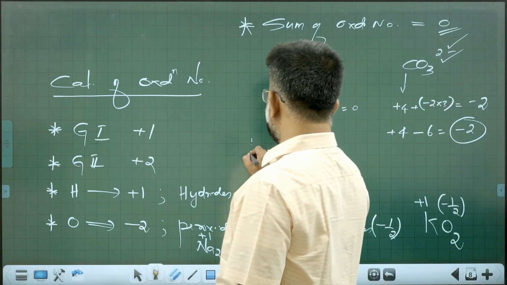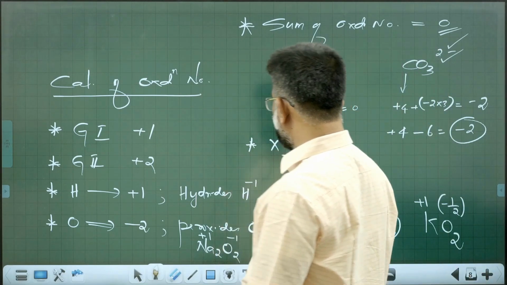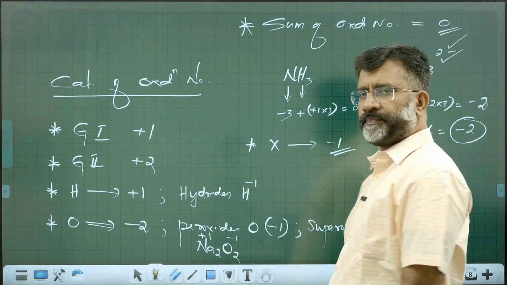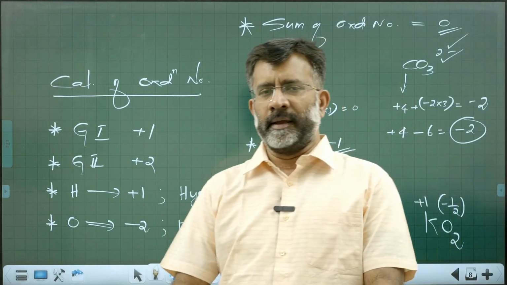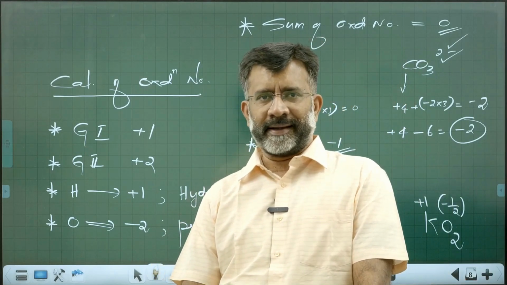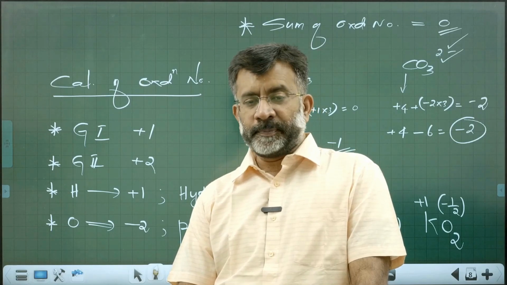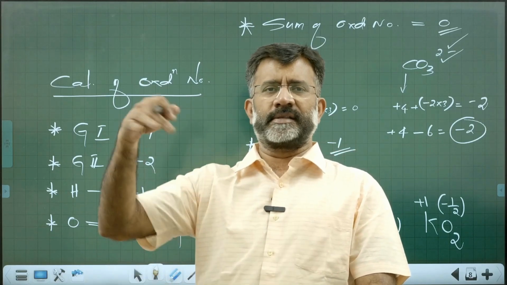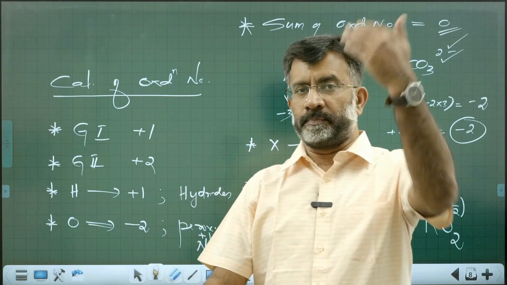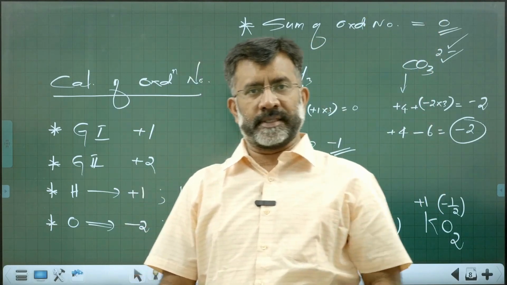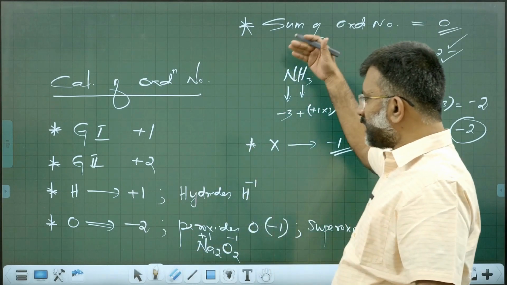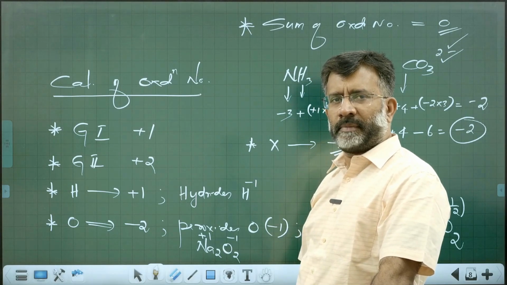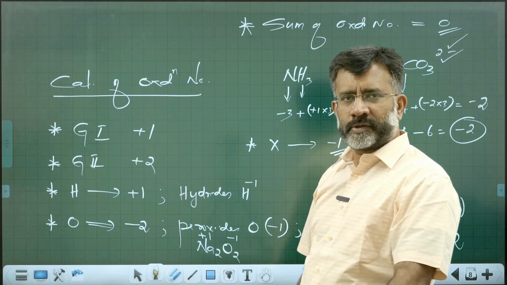Now the next one is usually halogens: fluorine, chlorine, bromine, iodine. Halogens usually maintain the -1 state, and especially fluorine is only -1. Others are normally -1, while in some molecules they can go up to +7 also. So these regularized pieces of information should be in your mind when you try to work out the oxidation number.